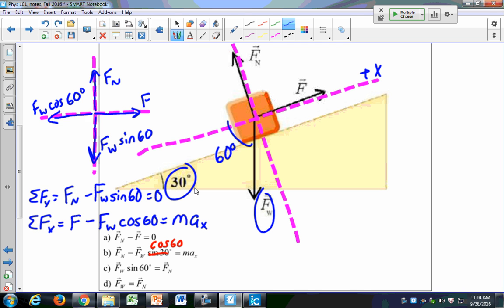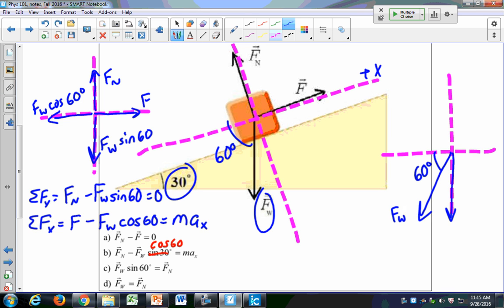And really what we're looking at is, let me redraw it over here. My Fw is right here, and it's at an angle of 60 degrees. So my Fwx, if this doesn't answer your question, let me know. But my Fwx, or excuse me, y, is over here, and it's equal to Fw sine of 60. And my Fwx is up here, and it's equal to Fw cosine of 60.